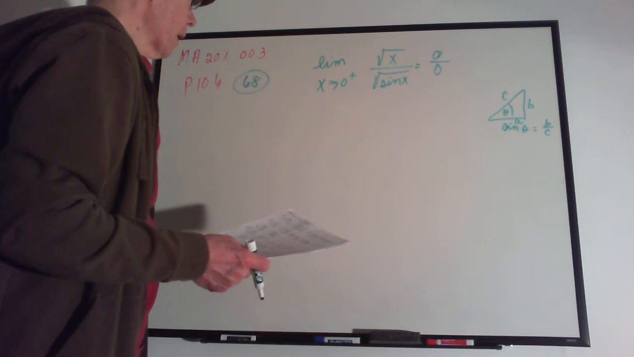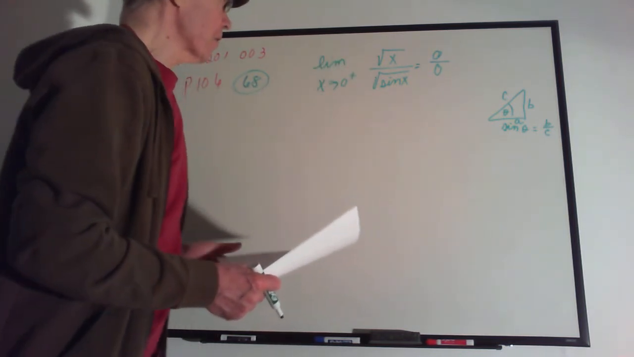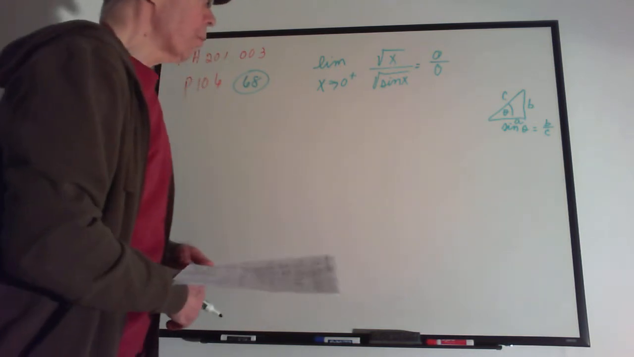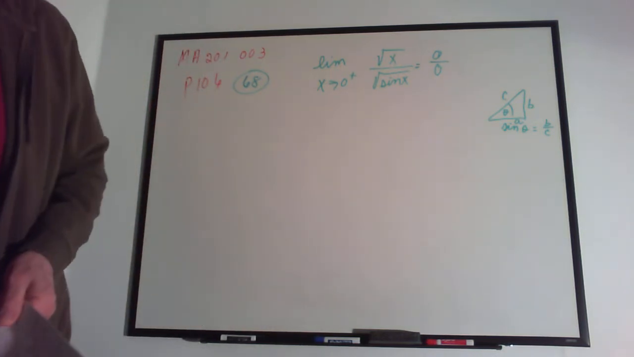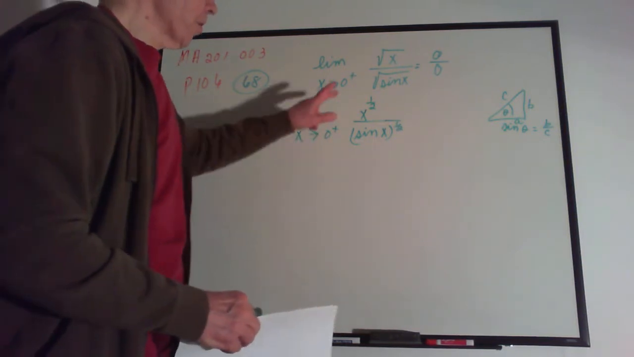All right, I want to try problem 68. First thing you want to do is remove the radical signs and replace them with fractional exponents. So go ahead and do that. All right, so it should look like this.